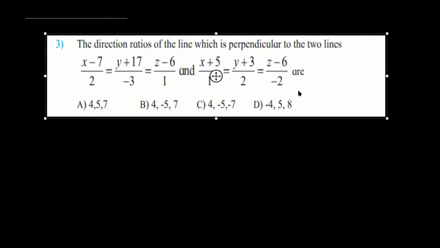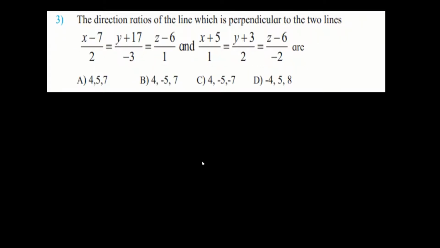Now the third question. In the third question, we need the direction ratios of the line which is perpendicular to the two lines, x minus 7 upon 2 is equal to y plus 17 upon minus 3, which is equal to z minus 6 upon 1, and x plus 5 upon 1 is equal to y plus 3 upon 2 is equal to z minus 6 upon minus 2. So there is a line which is perpendicular to both of these lines, and we are supposed to find the direction ratios of that particular line.